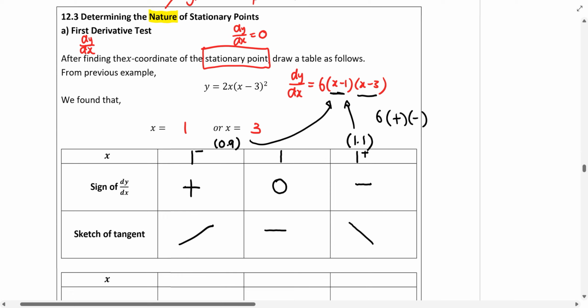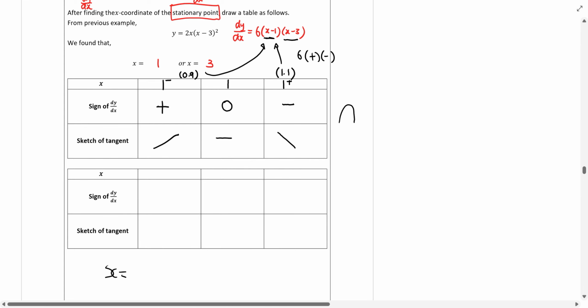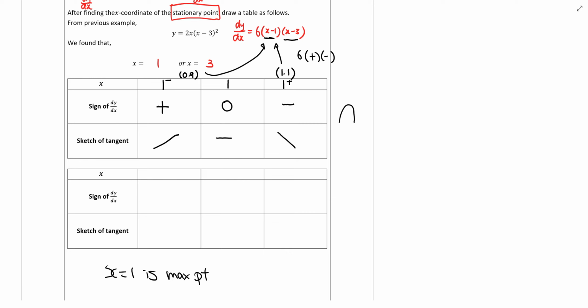So what does this look like? This looks like an N-shaped curve. So I know that x equals 1 is a maximum point. Okay, let's repeat the process for 3.